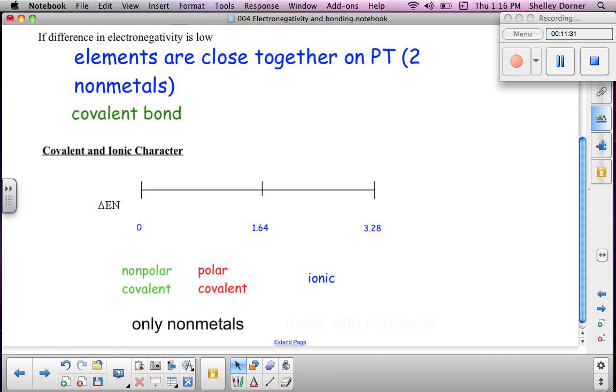For our compounds created by only nonmetals, the primary characteristic of their bond is going to be covalent. Although as the electronegativity difference becomes larger and larger, those covalent bonds are going to have small bits of ionic character. Once we get to larger electronegativity differences, and we're looking at compounds formed from metals with nonmetals, those compounds are going to be primarily ionic in character, although if the electronegativity difference is close to about 1.64, those ionic bonds are going to have some covalent characteristics as well.